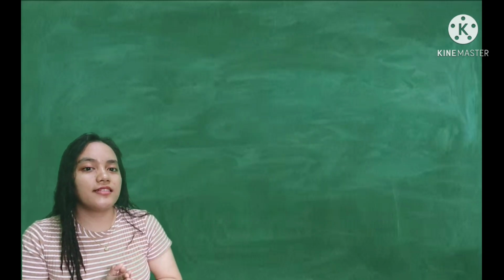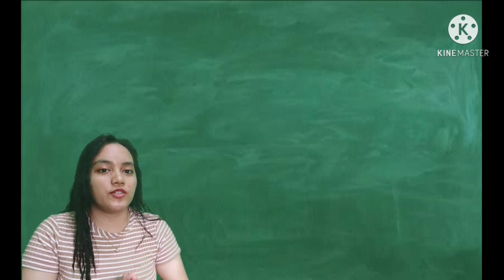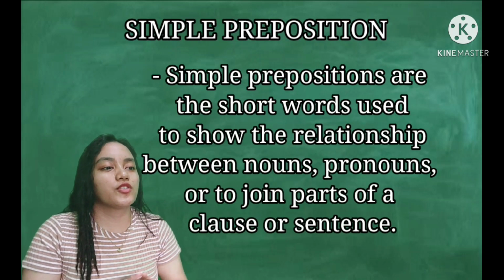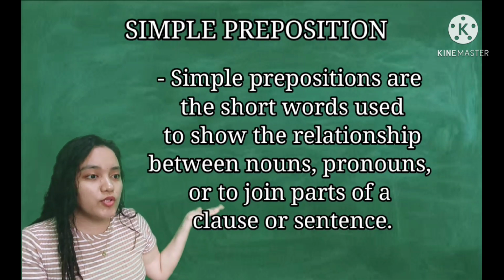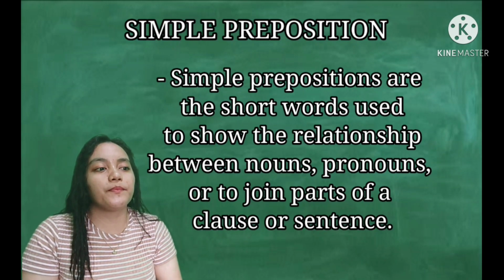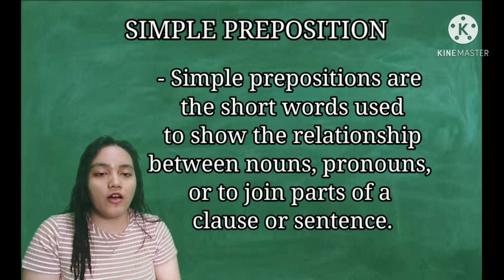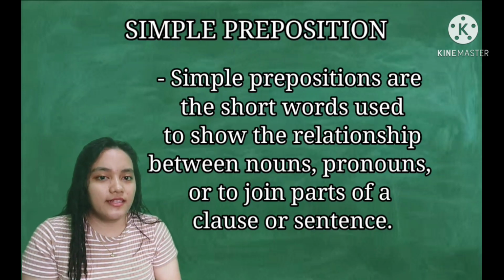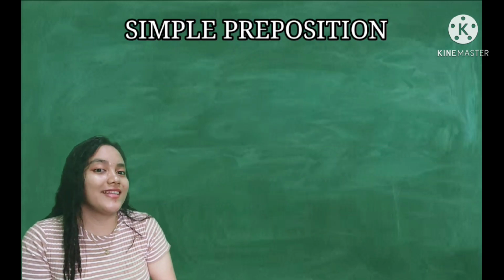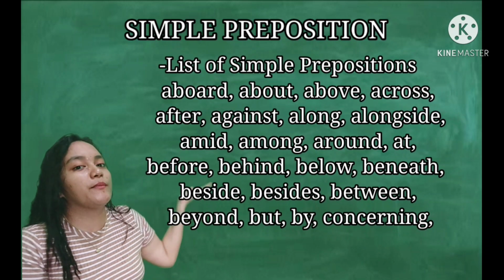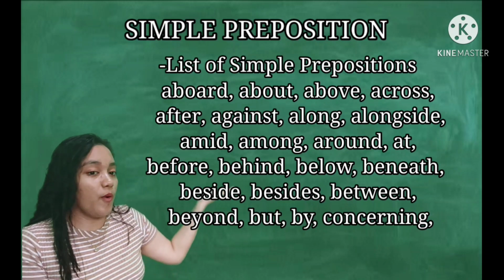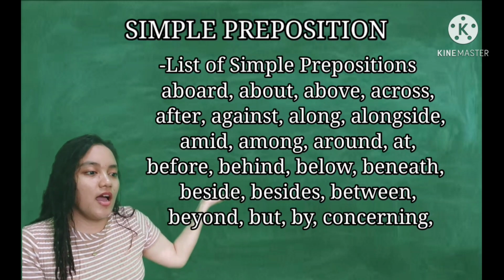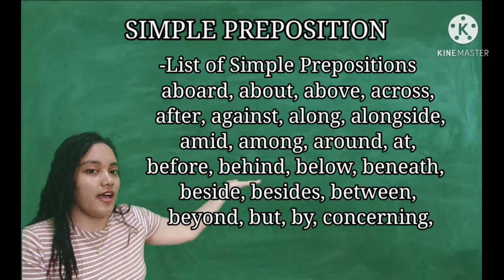So let us discuss the simple preposition. What it is: these are the short words used to show the relationship between nouns, pronouns, or to join parts of a clause or sentence. So these are the list of simple prepositions: aboard, about, above, across, after, and others.